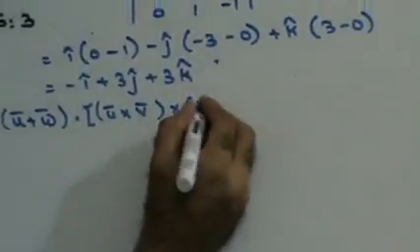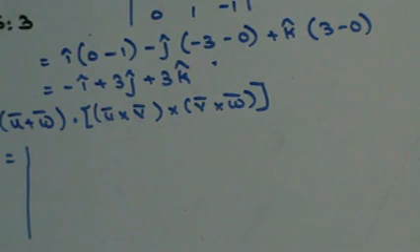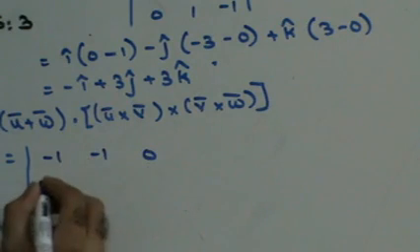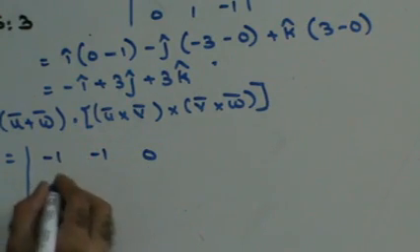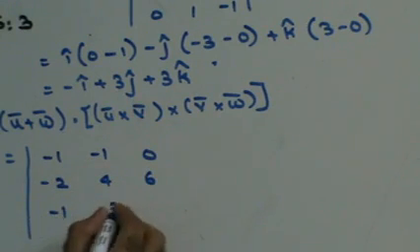Now how do you find out scalar triple product of vectors? You want to find out (u vector plus w vector) dot (u vector cross v vector) cross (v vector cross w vector). Scalar triple product is found out by using determinants where the first row, which was i j k, is substituted with the coefficients of the first vector given here. For example, here you have u plus w, so minus 1, minus 1, 0. U cross v is minus 2, 4, 6. V cross w, minus 1, 3, 3.